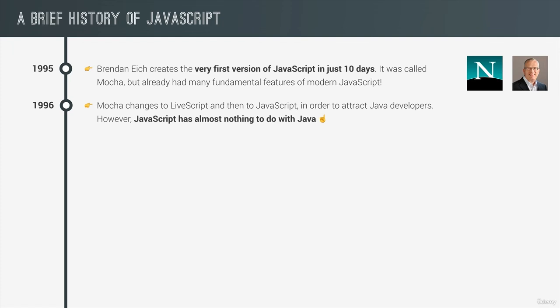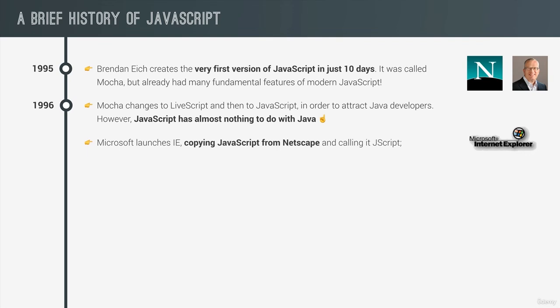Also in 1996, Microsoft launched Internet Explorer, which basically copied JavaScript from Netscape. But they called it JScript for legal reasons, because you actually cannot just go around and copy other people's programming languages. What this means is that we now had two very similar but competing languages, which of course is never a good idea in the long run. And so, with the internet growing like crazy around this time, people realized they needed to standardize JavaScript.